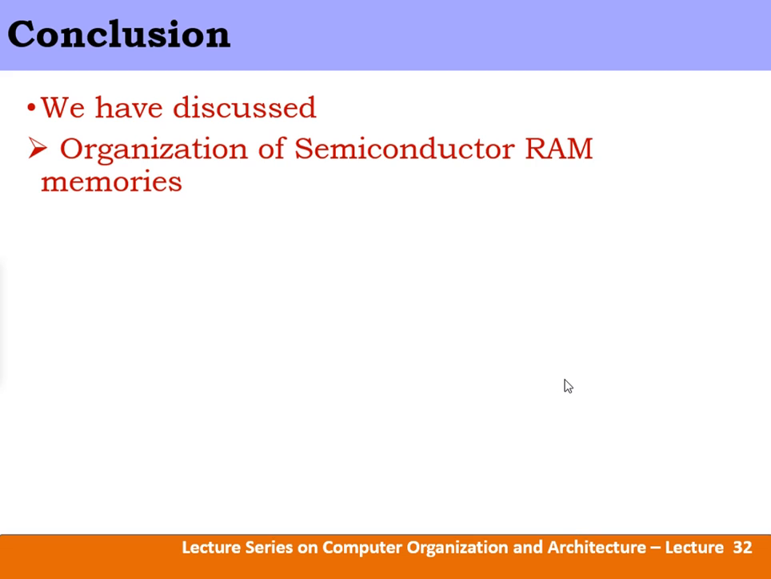So the conclusion is we have discussed the organization of semiconductor memories. We have taken 2 examples. One is a 16 into 8 memory, 16 memory locations with 8 bits per location, and another one is a 1K into 1 format. So how a memory can be accessed in order to store the information or to retrieve the information, these concepts we have discussed in this particular lecture.